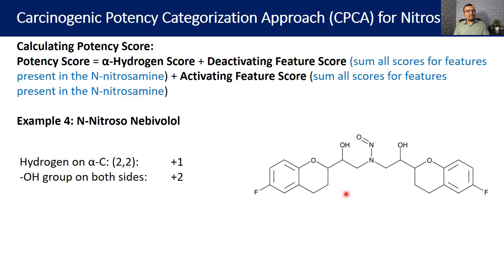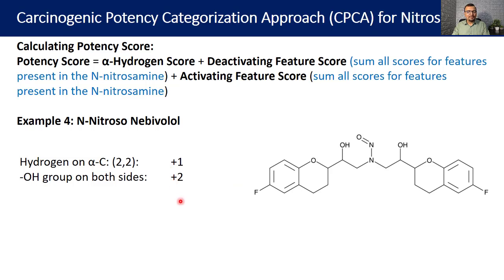Is there a hydroxyl group present on both the sides of beta carbon? I have not mentioned this beta carbon, but yes. So the presence of hydroxyl group on the beta carbon is going to help us in reducing the potency of our nitrosamines, and that is going to help us actually in increasing the score of the category.